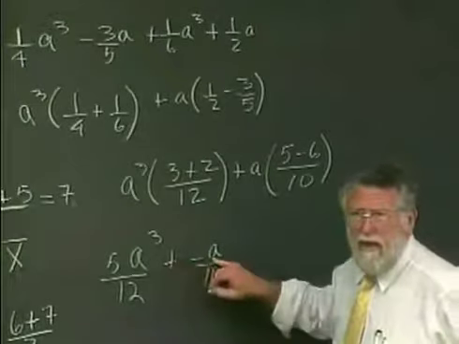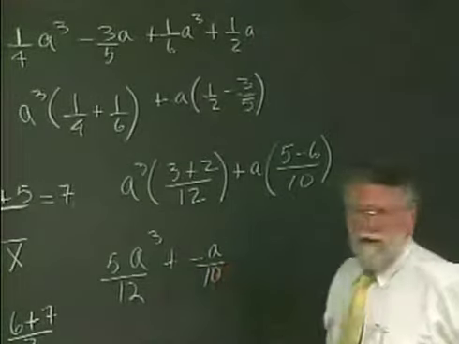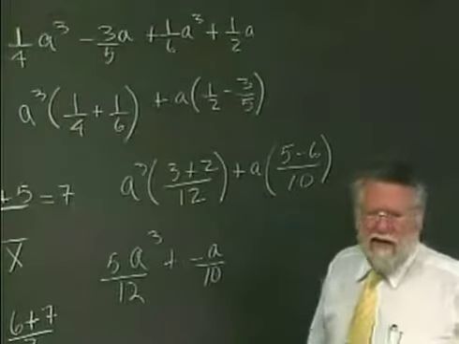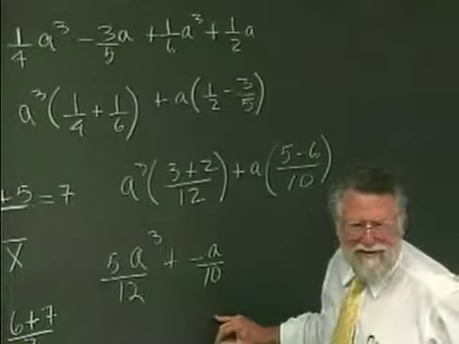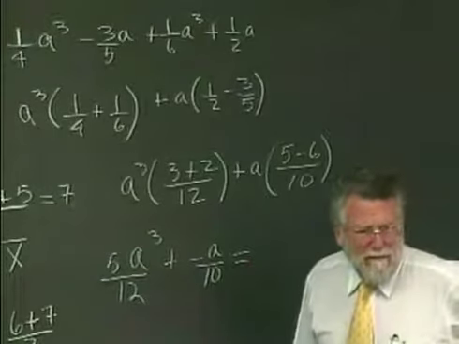Now you could trade off the plus and negative for just saying you have a difference of 5a cubed over 12 minus a over 10. Now, the advantage to what the author does is I can find a common denominator for everything now. And what is the common denominator of 10 and 12?